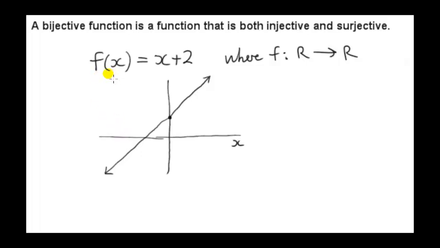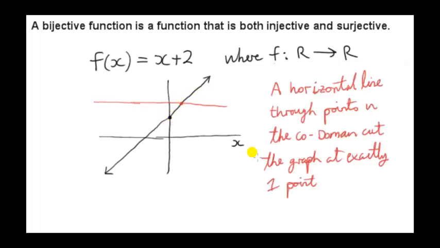Here is an example of a bijective function. The function f of x equals x plus 2, where f takes the set of real numbers to the set of real numbers. You can see that if we draw a horizontal line anywhere at all, the horizontal line always cuts the graph at exactly one point.